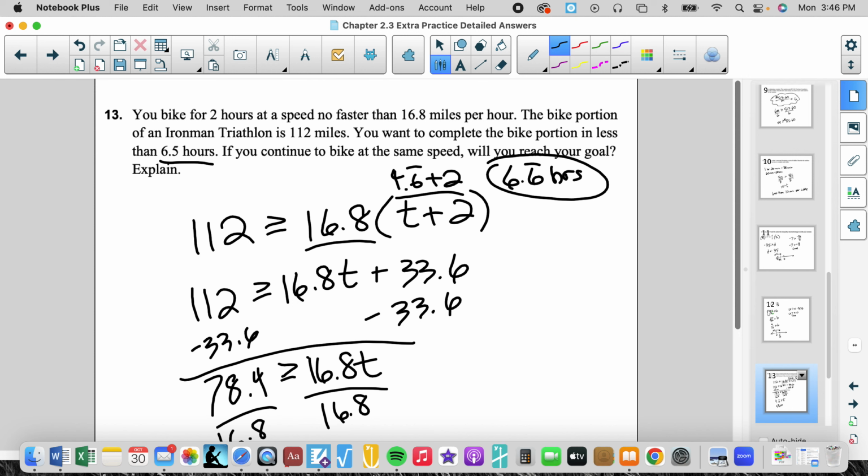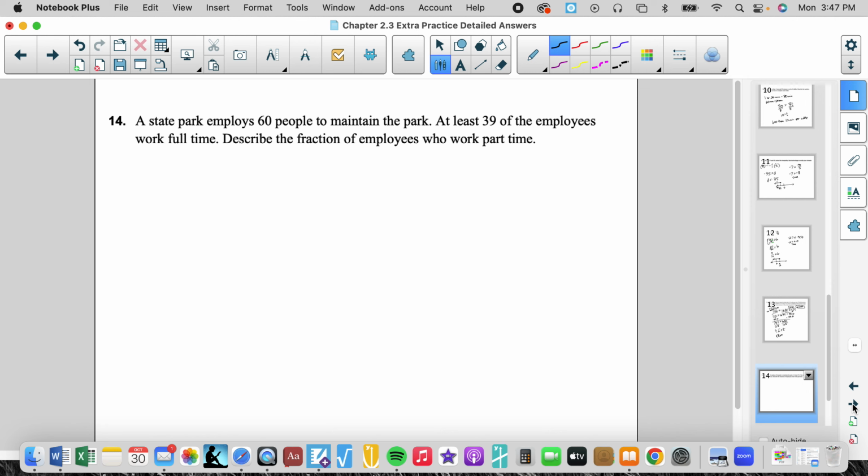We could have also done 4.5 in there. T is going to be less than or equal to, you'd have to subtract some mileage, because you would have to do this times this and subtract it from 112, minus 16.8 times 2. So that would be greater than or equal to 4.5t. I think that would give you the same thing. It would tell you what your time is, and it would still be no. No, you can't do it, and you will not be able to reach your goal.